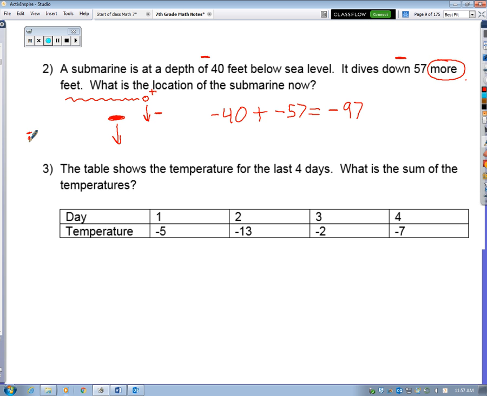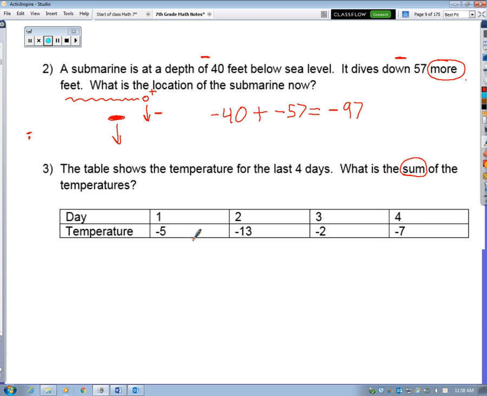The table shows the temperature for the last 4 days. Okay, here's our table here showing us the temperature for all 4 days. What is the sum? Here we go. Here's a really strong key word that this is addition. Sum is a dead giveaway. All right, what is the sum of the temperatures? Okay, so this problem is asking us to add up all these temperatures for each day. So that's exactly what we are going to do.